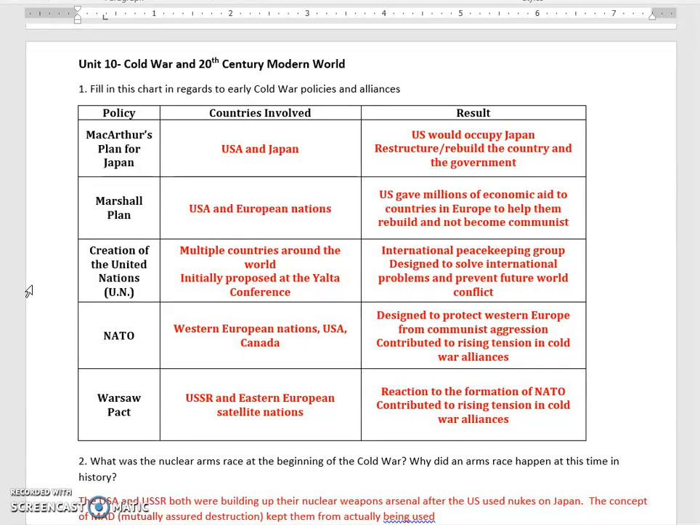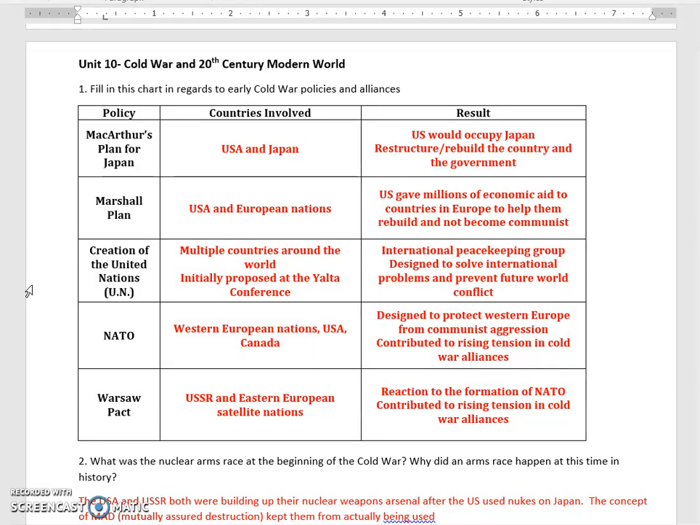NATO and Warsaw Pact are the two Cold War alliance groups. NATO, the North Atlantic Treaty Organization, was made up of Western European nations that were non-communist, the US and Canada. And this organization is designed to protect Western Europe from communist aggression. Basically, if the Soviet Union ever attacked Western Europe, NATO allies would come to their aid. And these two alliances together both contribute to increased tension in the Cold War.